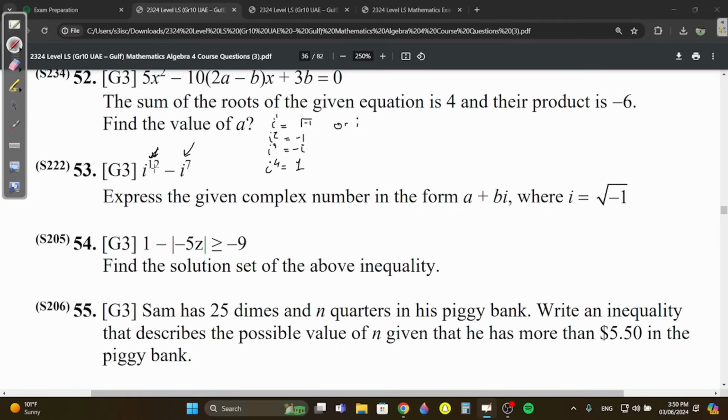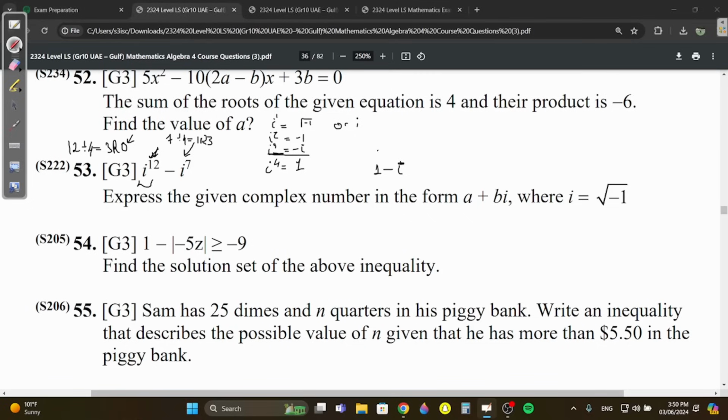So what do you do? You divide by 4 and you check the remainder. 12 divided by 4 is 3, remainder 0. Since the remainder is 0, you take i to the power of 4. So i to the power of 12 is equal to 1. i to the power of 7: 7 divided by 4 is 1, remainder 3. So I take i to the power of 3, which is minus i.